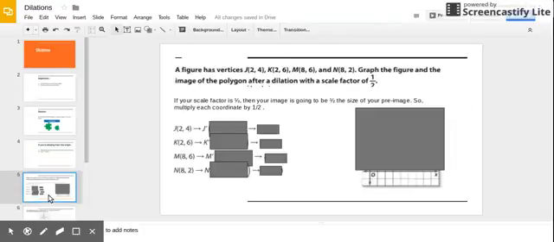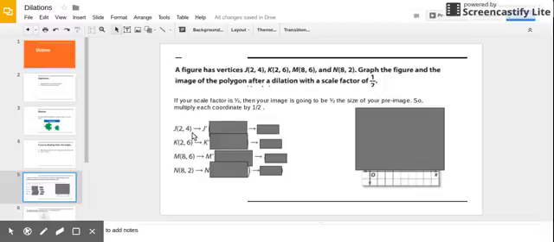A figure has vertices J(2, 4), K(2, 6), M(8, 6), and N(8, 2). Graph the figure and the image of the polygon after a dilation with a scale factor of 1/2. Now, if you recall, scale factor basically tells you how big or small an image is in comparison to another. Here our scale factor is 1/2, so our image is going to be half the size of my pre-image. Whatever image I start with, I'm going to take half the size of it. So I'm going to multiply each coordinate by 1/2.